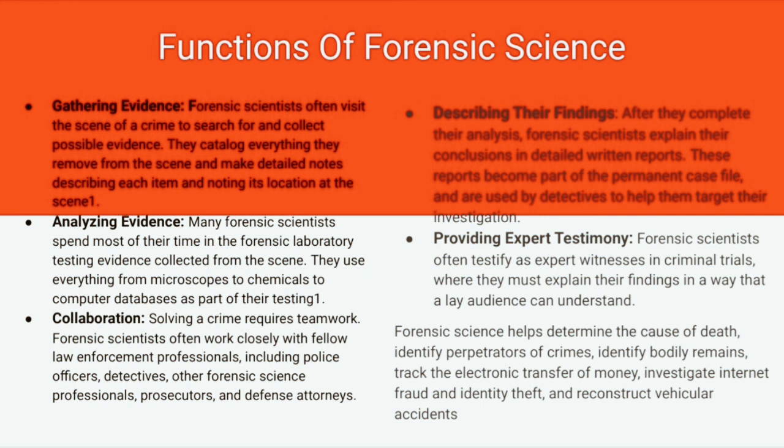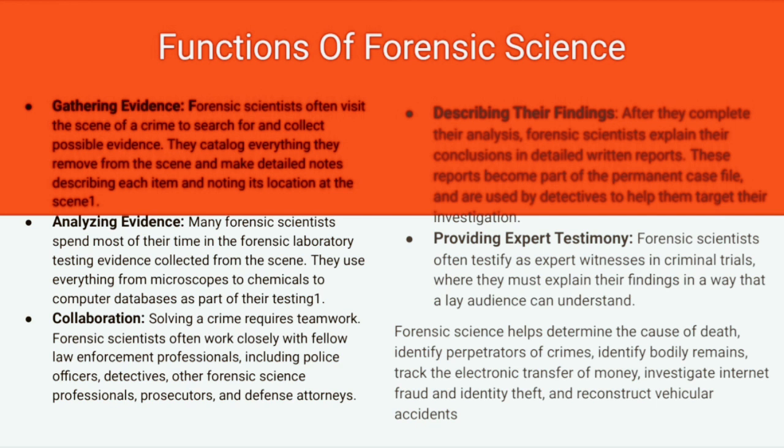Functions of forensic science. Gathering evidence. Forensic scientists often visit the scene of crime to search for and collect possible evidence. They catalog everything they remove from the scene and make detailed notes describing each item and noting its location at the scene. Evidence analysis. Many forensic scientists spend most of their time in forensic laboratories testing evidence collected from the scene. They use everything from microscopes to chemicals to computer databases as part of their testing.